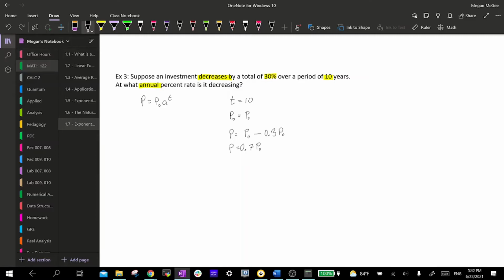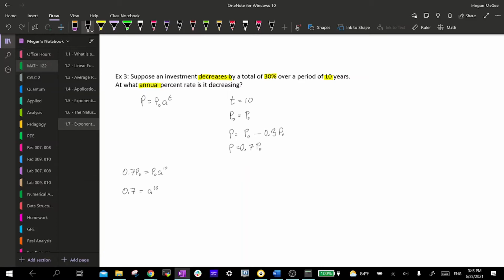So let's go ahead and try to plug this in and see what we get. So we have our 0.7 times P naught on our left-hand side is equal to P naught times a to the t. We don't know a, that's what we're trying to find, but we know that our time is t, or 10 years. We can go ahead and divide both sides by P naught, and look at that. It doesn't even matter what our initial investment started as, because it doesn't play into our equation. It cancels itself out.